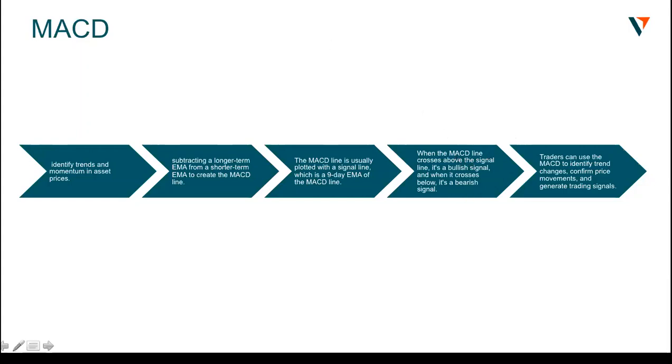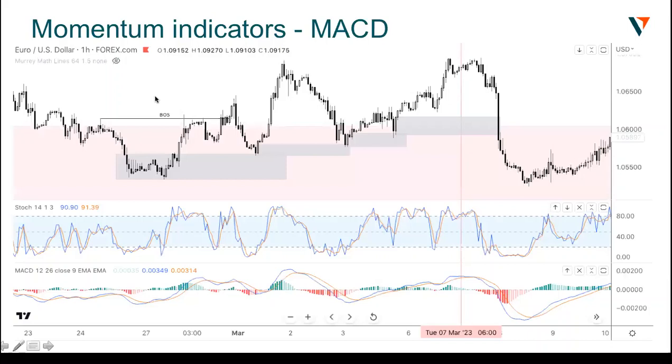So how we can interpret the MACD is that when the MACD line crosses above the signal line, it gives us a bullish signal. If it crosses below the signal line, then it's a bearish signal. And also if MACD crosses above the zero line, then it's bullish and vice versa. So we can use MACD in various ways. We'll show how we can use MACD in the same example that we have covered just now.